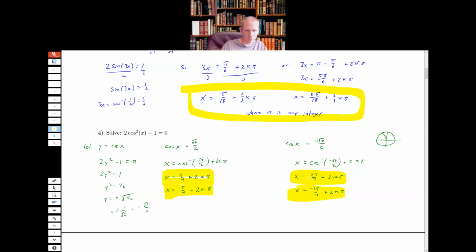All right, so those are all of the solutions, right? And again, where k is any integer. Those are all of the solutions to our original equation.